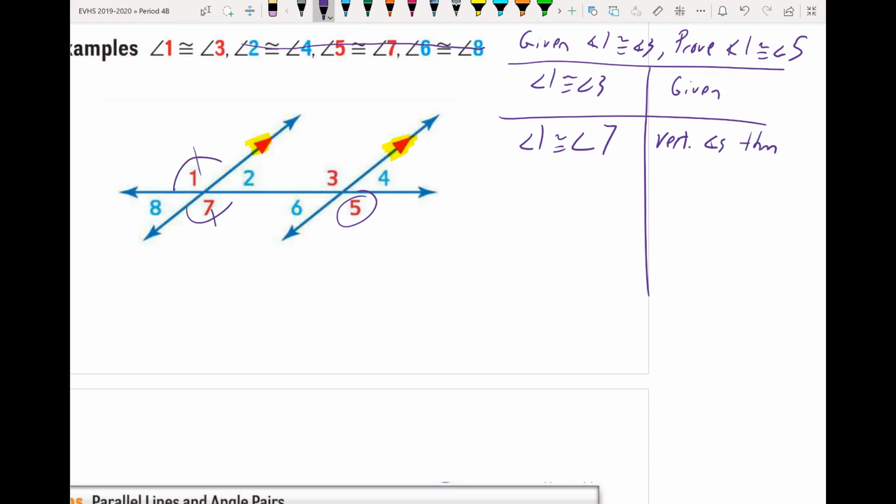Now what? Okay, so 7 is congruent to 5, and if 1 is congruent to 7, that means that 1 is congruent to 5. Well, okay, you're right. But that's not how you put it down. Remember I said we're going to forget that 5 is congruent to 7. So maybe we actually went the wrong direction with this. Maybe we shouldn't have said 1 and 7 are vertical angles. Maybe we should have said that 3 and 5 are vertical angles.